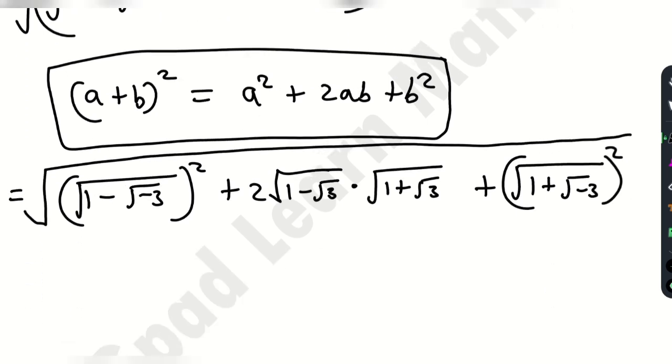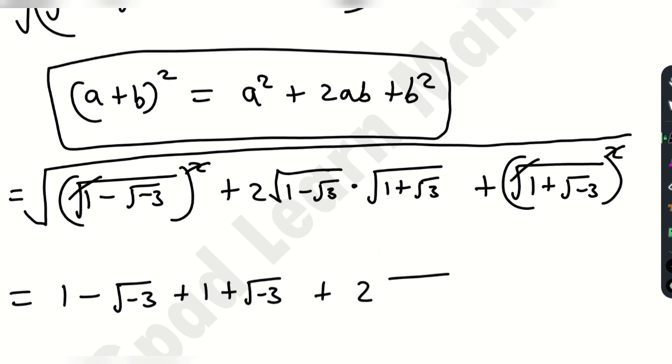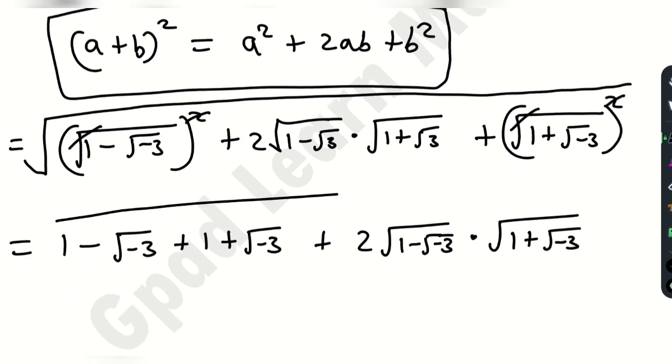Okay, now moving on. Like I told you before, this square will cancel the square root and you have 1 minus root negative 3. Let's leave this one for now and come to this last one here. The same thing here: the square will cancel the square root. So you have, let me just write it together, 1 plus root negative 3. Now let's write this other one here, which is 2 with the square root of 1 minus root negative 3 times the square root of 1 plus the square root of negative 3. Don't forget that there's a square root overall like this.